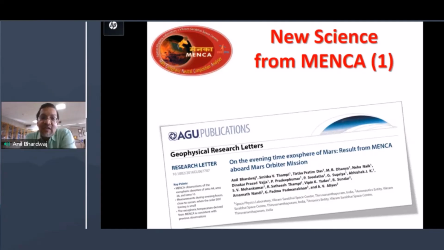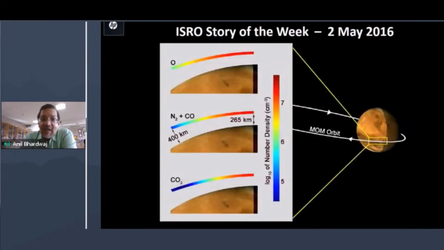One is talking about the evening time exosphere of Mars, which is basically trying to tell how the atmosphere of the Mars changes as you go up in the atmosphere. And we are talking about somewhere around 250 or 260 kilometers to 400 kilometers above the surface of the Mars, where the CO2 dominated atmosphere changes to oxygen dominated. And that too, when you come to the evening side, it has a different variability compared to the subsolar. So that was a very unique observation, which shows that CO2 dominated atmosphere turns to oxygen dominated atmosphere when we reach an altitude of somewhere around 250 to 260 kilometers.